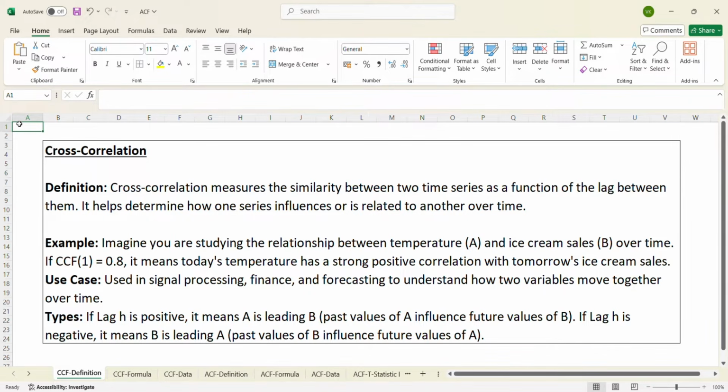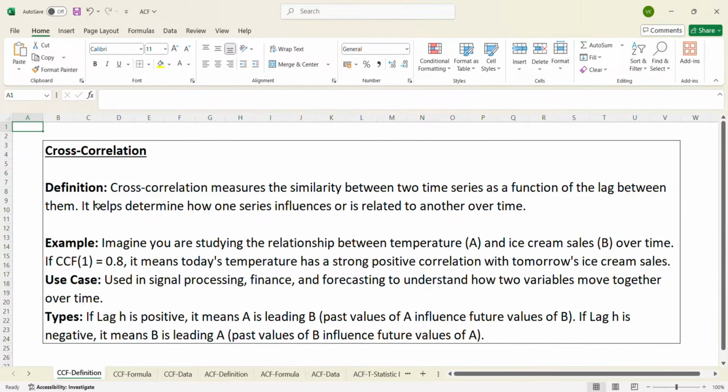As I was explaining in the introduction, cross correlation is actually a combination of two concepts. Correlation will give you the relationship between two sets of variables, and autocorrelation will give you the relationship between a time series data with a certain number of lags. When you combine these two, you get cross correlation. Let's understand what it is. First, let's go through the definition.